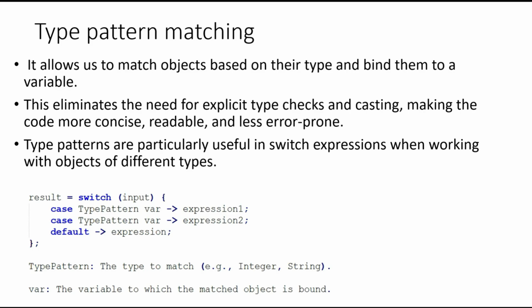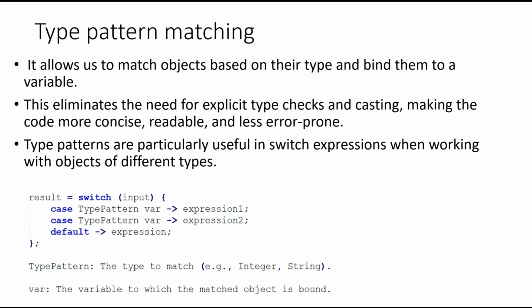Let's learn about type pattern matching. The type pattern matching basically allows us to match objects based on their type and then bind them to a variable, and that variable is called a binding variable. The type pattern eliminates the need for typecasting, which makes the code more concise and readable. The type pattern is very useful in switch expressions when we are working with objects of different types.